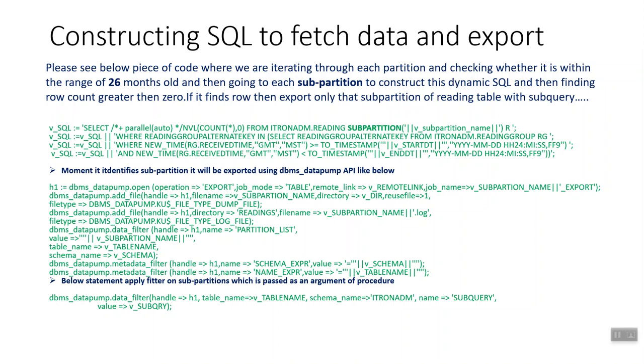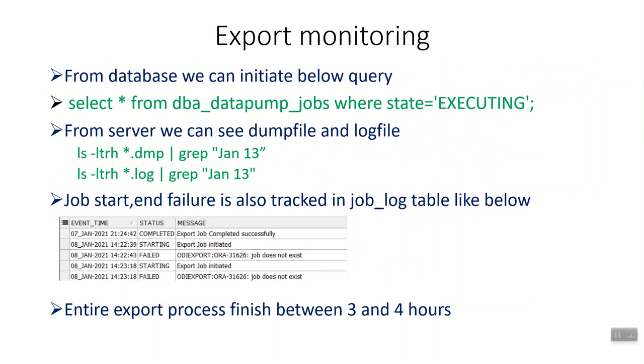Okay, moving into next slide. So how to monitor the export? Okay, there are several ways. You can just use DBA_DATAPUMP_JOBS where state equals EXECUTING. Also from the server, you can grep for the current date in the log.